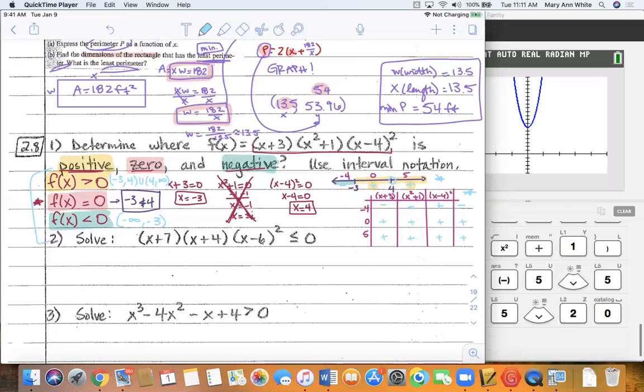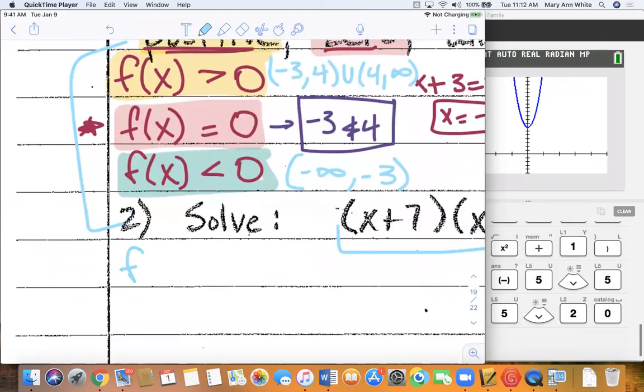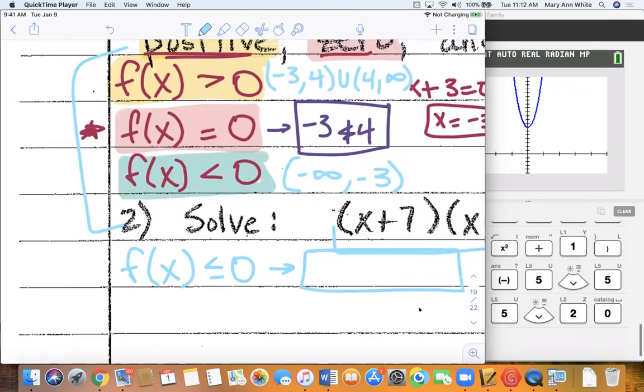All right, we're gonna do another one. Exact same idea, except I don't have to find all 3. I don't have to find positive and 0 and negative. All I care about in this one is it says solve, and it gives me a function and then less than or equal to 0. So I don't need to do all 3 of those. I just care about where f of x is less than or equal to 0. That is the interval I'm looking for.